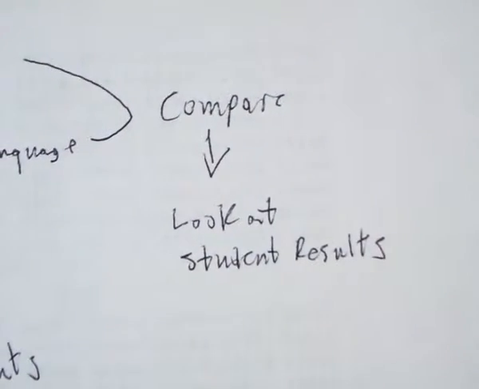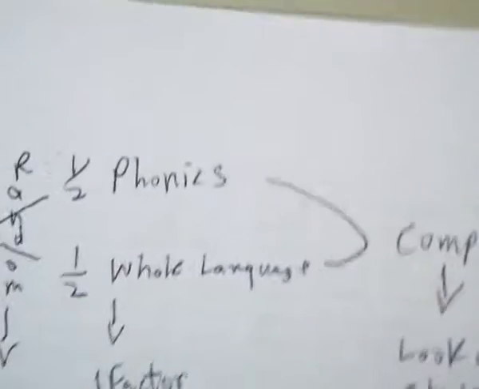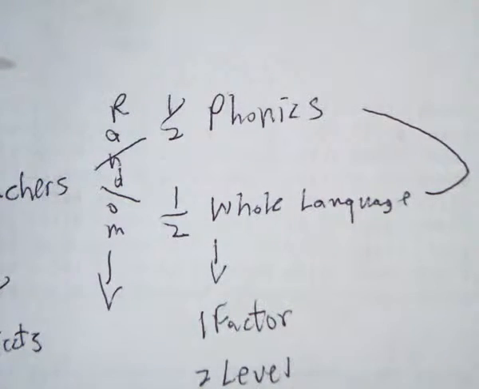Now, if you see a little problem with that experiment, there is a little problem with that experiment, and that is that the teacher can be a confounding variable. You might get a teacher that's a very good teacher, and they're able to teach anything.